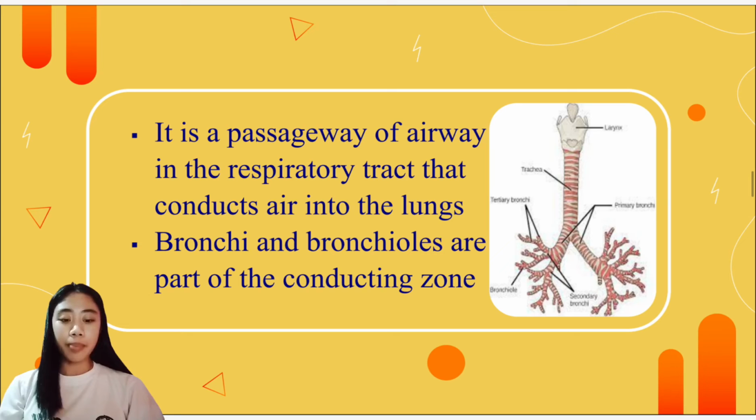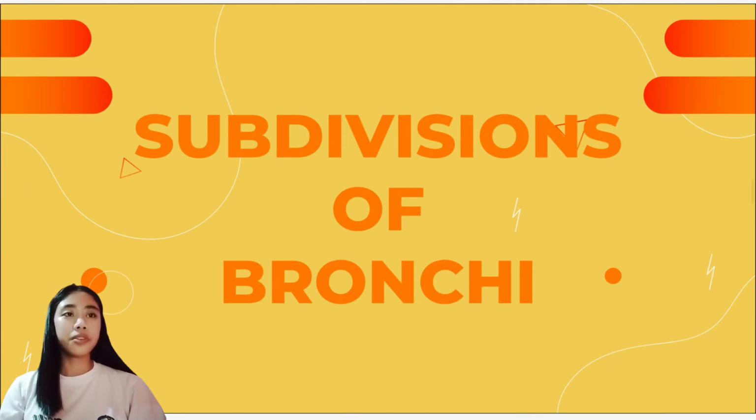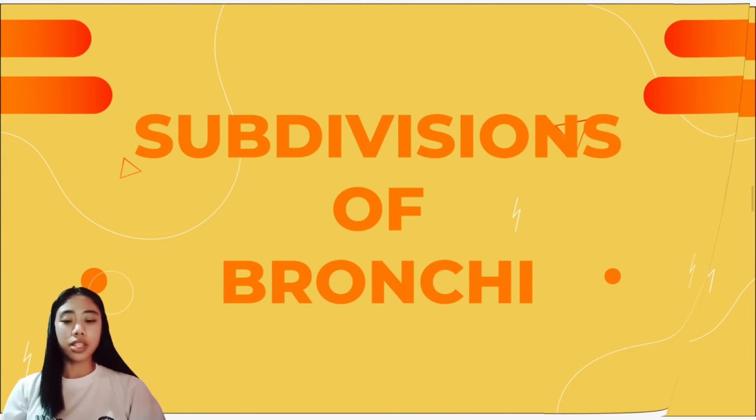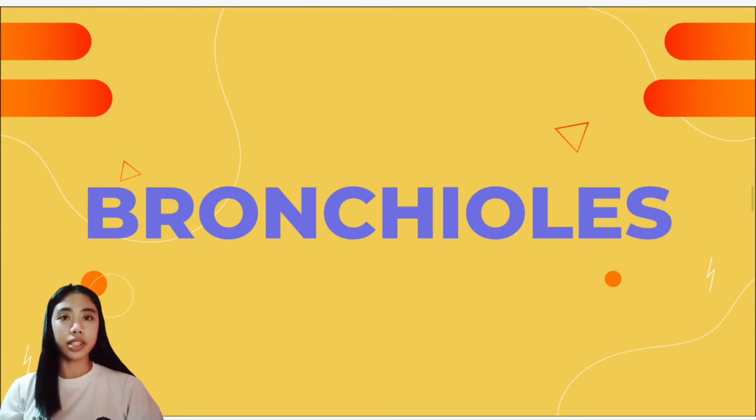The bronchi are a passageway or airway in the respiratory tract that conduct air into the lungs. The bronchus branches into smaller tubes called bronchioles. Bronchi and bronchioles are parts of the conducting zone. They moisten and warm air and contribute to the volume of anatomical dead space. The bronchi and bronchioles are also part of the mucociliary escalator that removes mucus and pathogens from the lungs. So the subdivisions of bronchi. First is the bronchioles. So next slide.